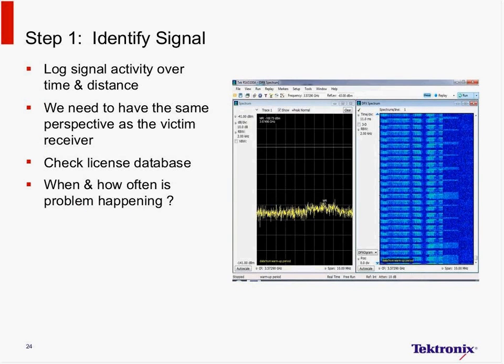So when I want to figure out if I'm getting interference or not, the first thing I have to do is log signal activity over time. This is very, very important. We have to figure out when and how often the interfering situation is actually occurring. Figuring out at what time of day it's occurring is important for us to determine where the signal might be coming from.